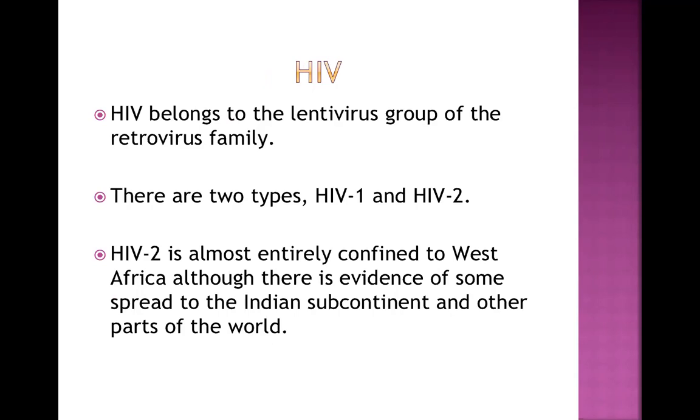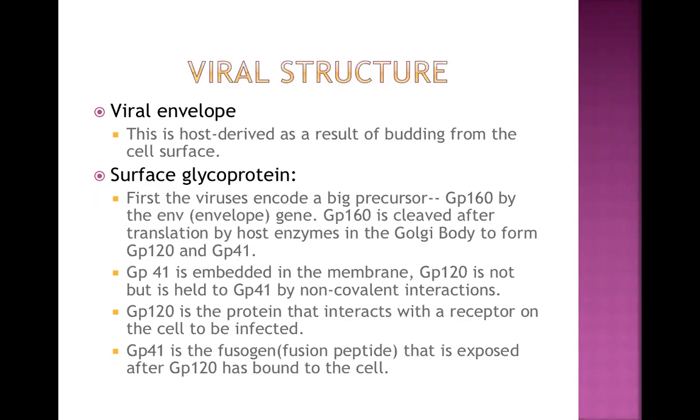Now, human immunodeficiency viruses are of mainly two types, HIV-1 and HIV-2. HIV-1 is pandemic all over the world, but HIV-2, which is slightly less pathogenic in comparison to HIV-1, is mainly confined to the West African countries. But these days, there is evidence of some spread to the Indian subcontinent and other parts of the world as well. Indian subcontinent means mainly South Asia, from where we belong. So HIV-2 is also spreading a bit more than before these days. But HIV-1 is much more pandemic than HIV-2. Now, we have reached a very important part of this topic, and that is viral structure.